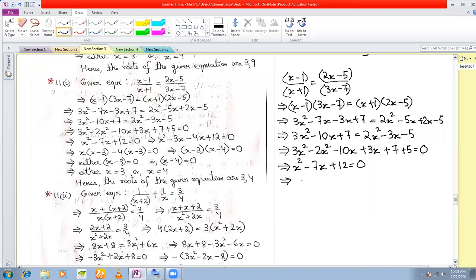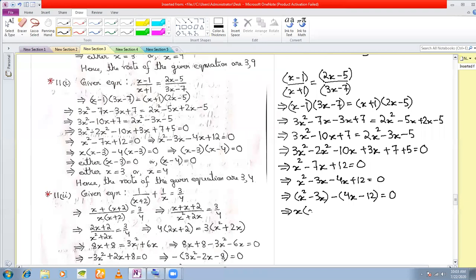Now we try the middle term factorization. Okay, so what are the factors? 1 and 12, 2 and 6, 3 and 4. 3 and 4 will work. x square minus 3x minus 4x plus 12 is equal to 0. Group the terms. x square minus 3x, first and second, third and fourth, keeping a minus sign outside. The sign within the bracket is going to change.